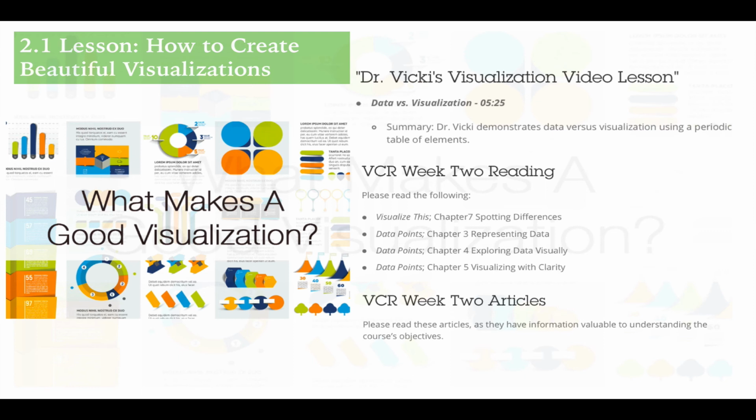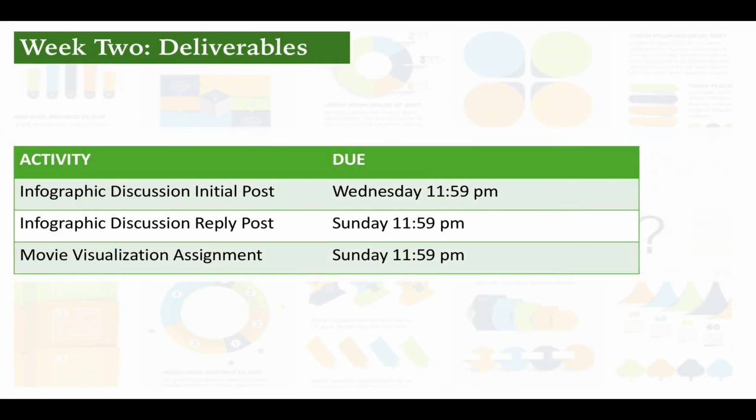The required reading for week two are in Visualize This, Chapter 7, Spotting Differences, and in Data Points, Chapter 3, Representing Data, Chapter 4, Exploring Data Visually, and Chapter 5, Visualizing with Clarity. There are also some week two articles out there that may enhance your learning, and feel free to let me know if you find one that I should add to the list.